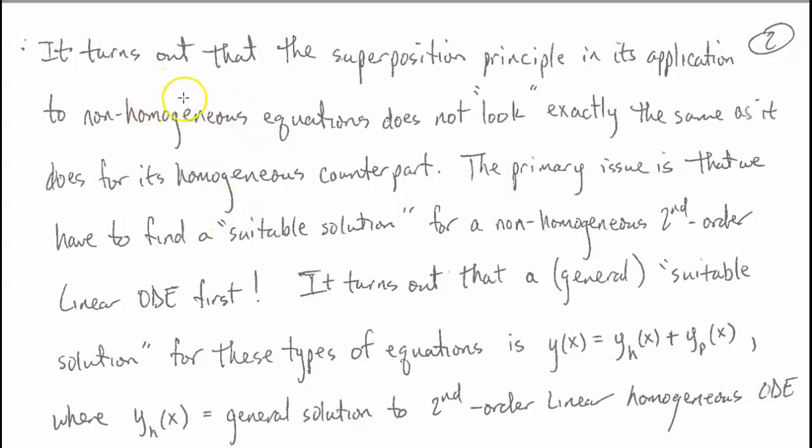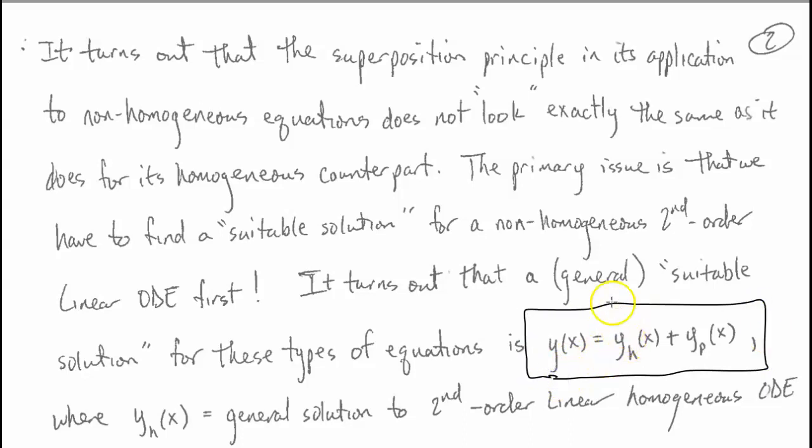All right, so back to non-homogeneous second order linear equations. Like I said before, the superposition principle in this application to non-homogeneous equations does not look exactly the same as it does for its homogeneous counterpart. It is not going to work in the same exact way as it did for the equation type that I just reviewed. The primary issue is that to find a suitable solution for this non-homogeneous second order linear ODE, we need to find a suitable solution for that first, okay? And this suitable solution is going to take this form.